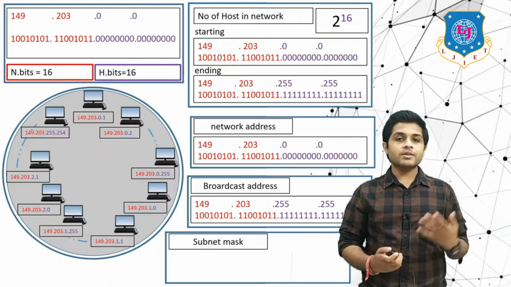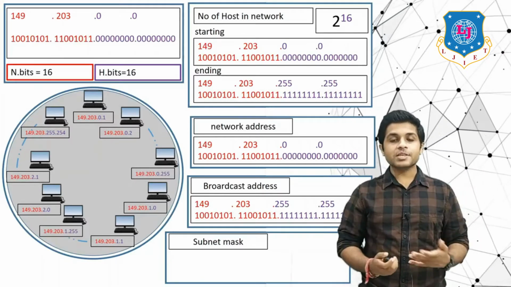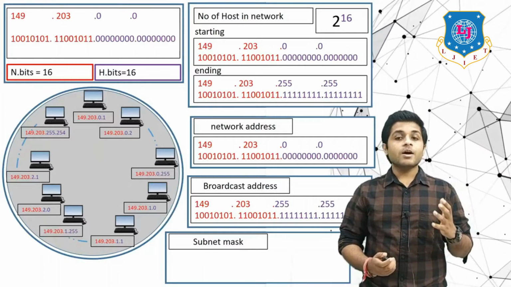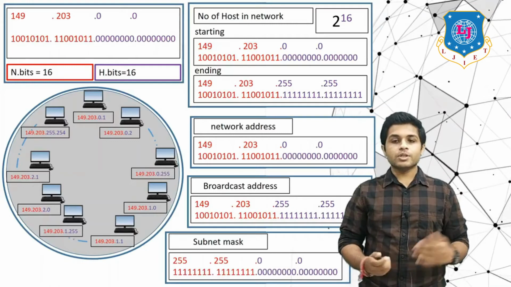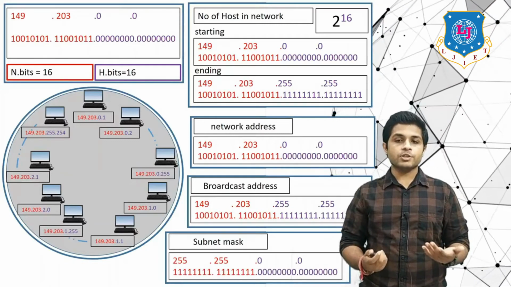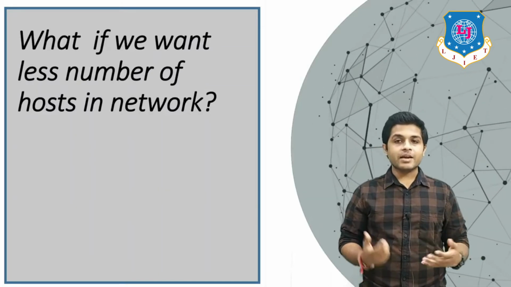Now let's find the value of the subnet mask. To find the value of the subnet mask, we will set all the network bits to 1 and host bits to 0. So you will get 255.255.0.0.